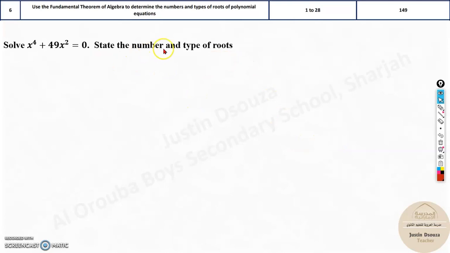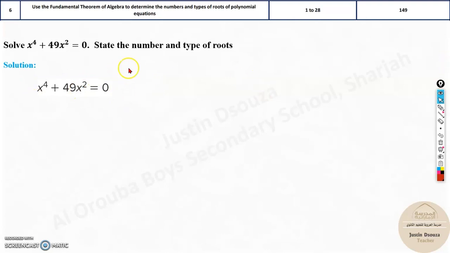Now here they have asked you to find the number and type of roots. There are two types of problems. The first type is one method and the second type is another method. We will look into both of them. They've asked to solve x to the power 4 plus 49x squared equals 0. Let me directly go into the topic now to solve the problem.